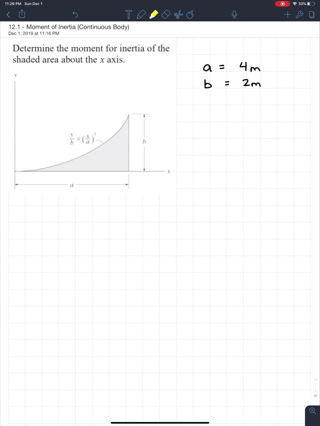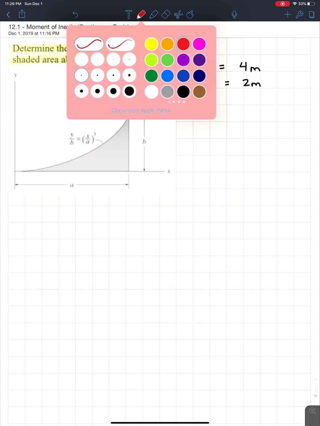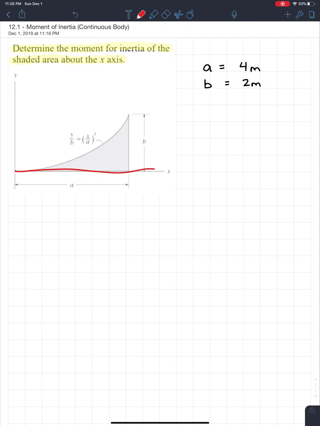Alrighty, so looking at this example, what I would like us to do is determine the moment of inertia of the shaded area about the x-axis. So real quick, I'm just going to highlight the x-axis because that's going to be very important. So we're going to take it about this x-axis.